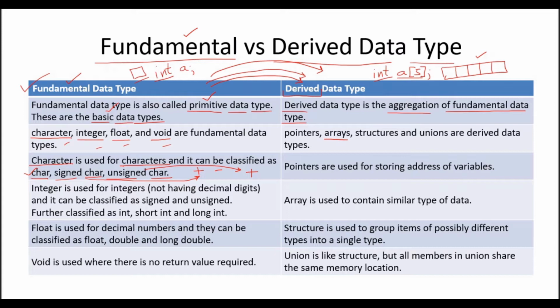Now talking about integer, which is the next one. Integer is used for storing integer values, and it will not contain decimal digits. So if I say I want to store 1.1, that is not possible, because in integer only whole numbers like 11, 12, 1, 2 can be there. So integer doesn't have decimal values, and it can be classified into signed and unsigned.